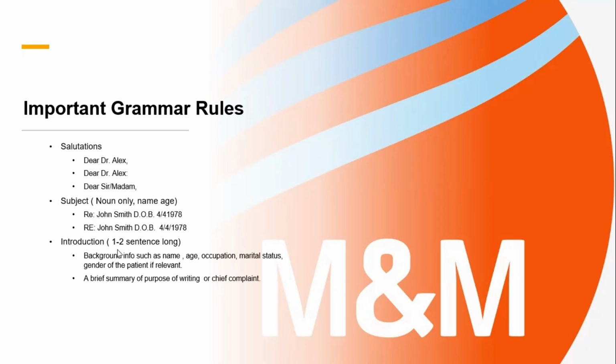And we can also write down the age as well. And then the introduction part, the letter of the introduction we have already discussed. We have the background information such as name, age, or occupation. Marital status, as per the relevance, we can add the information. And the main concern should be written in the introduction as we discussed earlier.